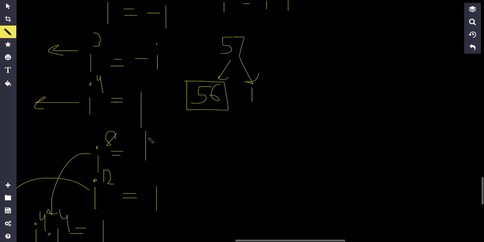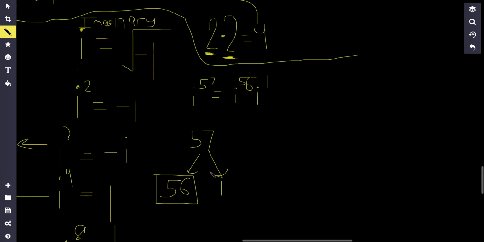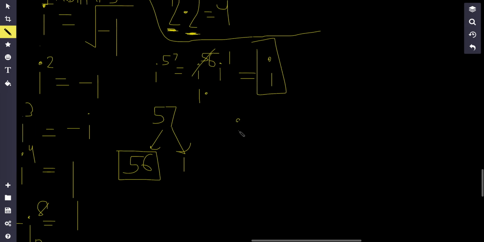And then all of this is going to be equal to 1 because it's just 1 times 1 times 1. So whenever you have I to some multiple of 4, basically all you're doing is just multiplying by 1 over and over again. So, I to the 56 is just going to be equal to 1. So you just have 1 times I to the first power, which is just I. And there's your answer.